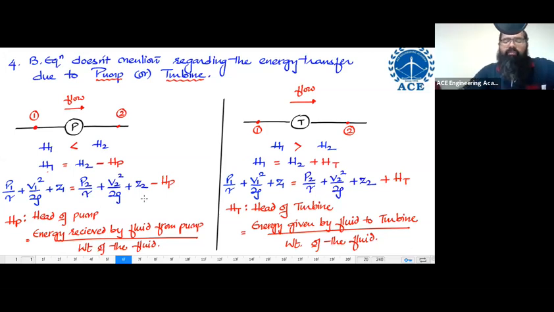See, you do not compare energies, you always compare head. The reason is weight of the fluid is not defined. Weight is continuously moving forward. That is why we go for per unit weight. Okay. It is only for steady flow, please.